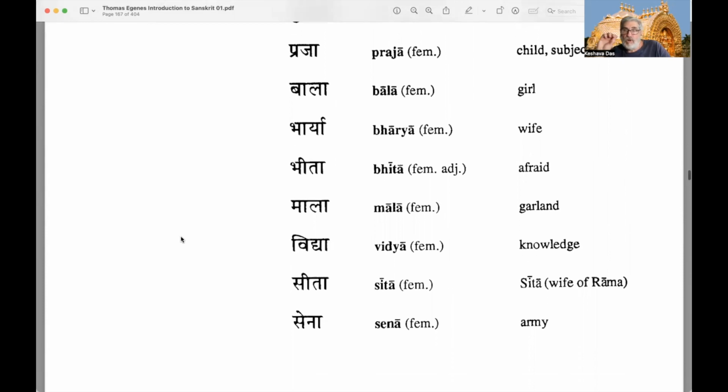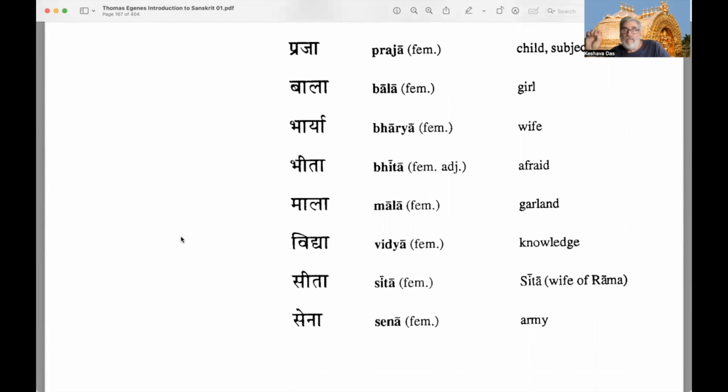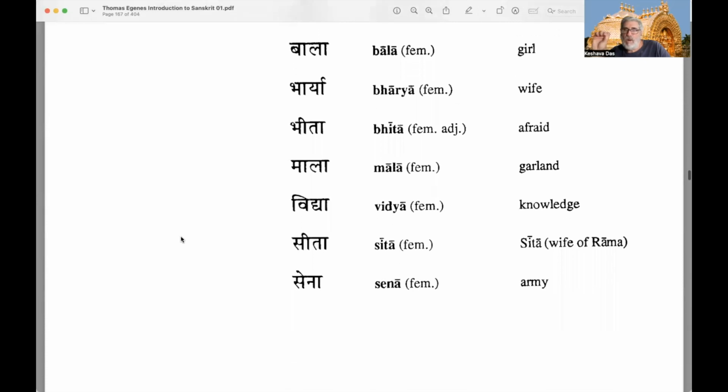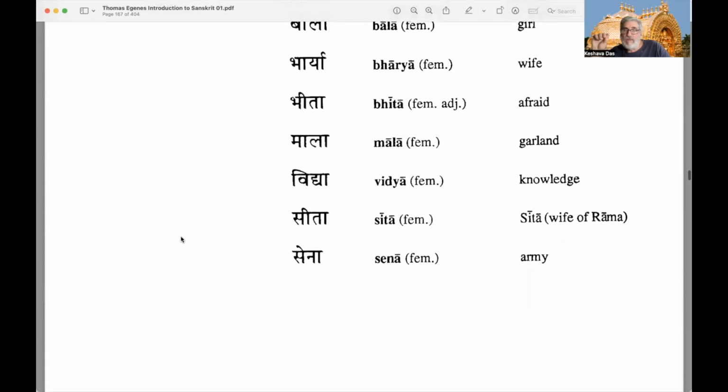Bala means a girl, right? So we have bala, balaha, bala is a boy. Bala is a girl, right? Bharya is a word for wife, a feminine word for wife. There may be other words in different genders, right? Then we have bhita, which is again an adjective, means afraid. We have mala, garland, feminine.